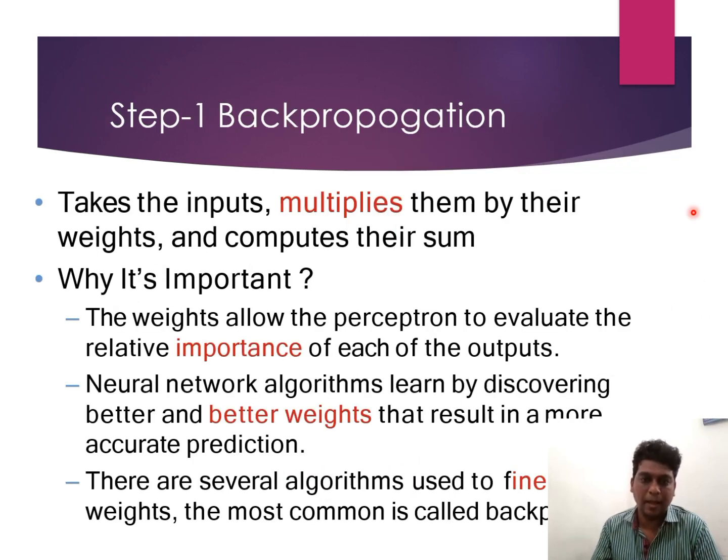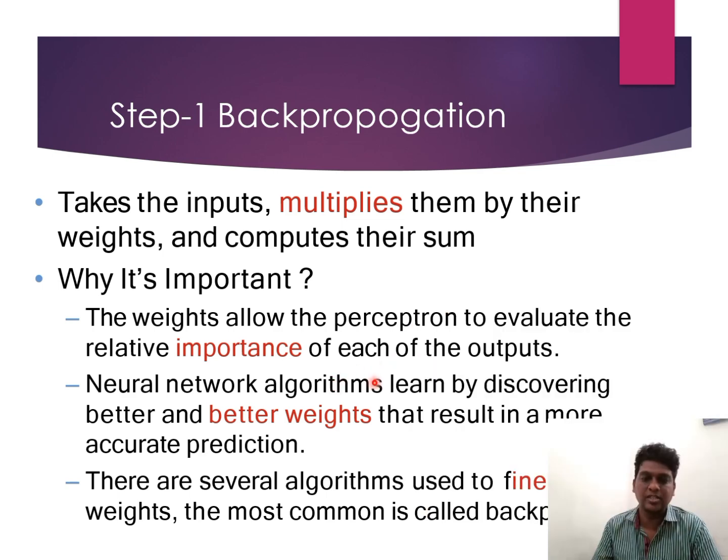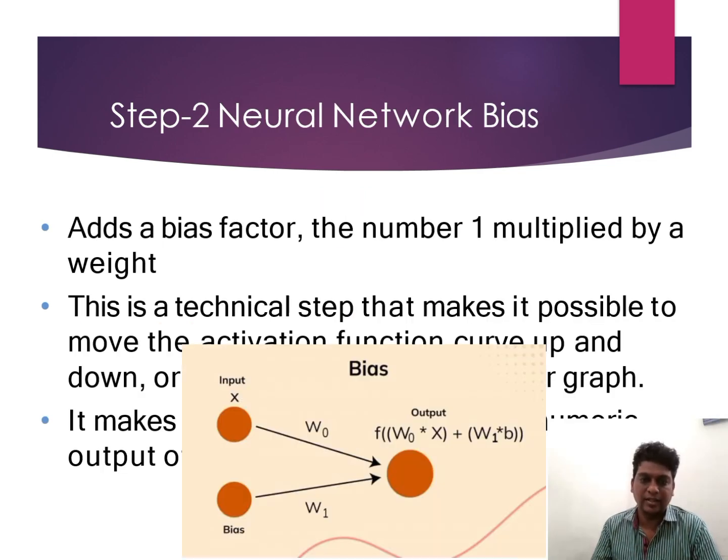So the first step is backpropagation. Here, to obtain better weights, to get an improvement in the weights so that the neuron can learn many things, we calculate the error function, then update the weights from the backward direction. Among the algorithms to fine tune the weights, the most common one is backpropagation. We are adding that bias factor.